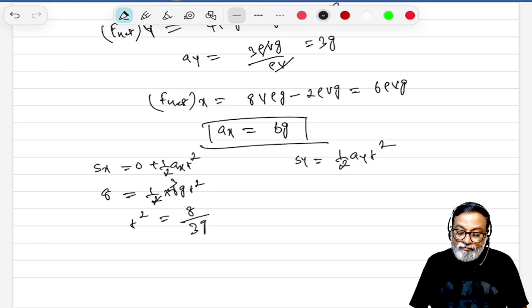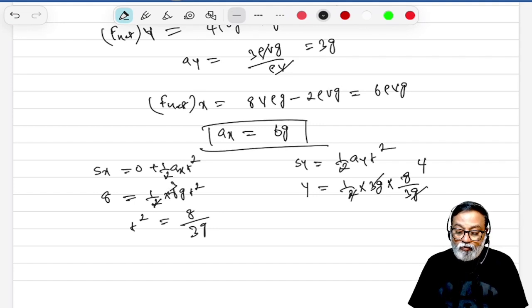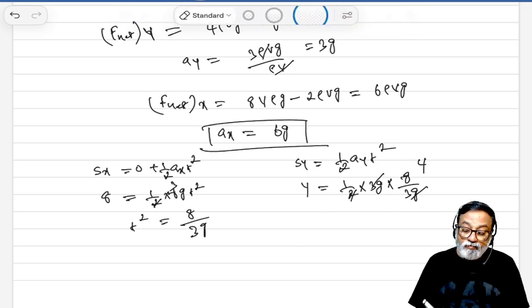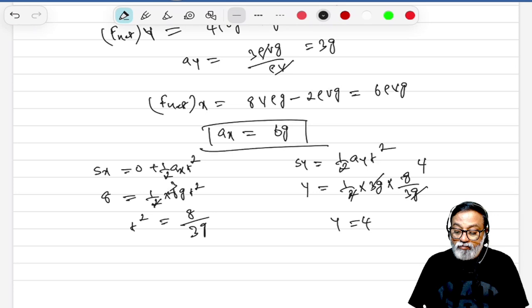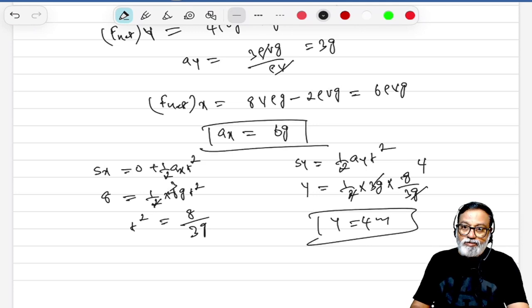Now the vertical displacement sy is equal to 1/2 ay t square. We have to find out the vertical distance y. 1/2 ay is given as 3g, and t square is 8/3g. 3g cancels, 2 fours are 4 times. Therefore, vertical displacement y is equal to 4 meter. Therefore, answer y is equal to 4. These are integer type questions. Okay.